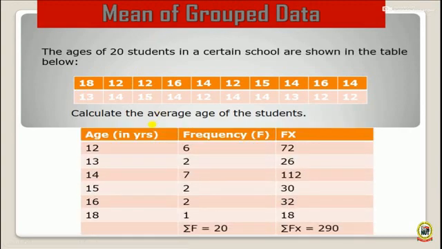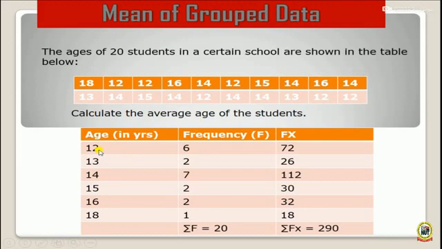Solution: you have to prepare your table such that it caters for age, of course, in years, your frequency, and then your fx. F here is your frequency, then the age is your x. So fx simply means you multiply whatsoever thing you have in this column by what you have in this column, and that is your fx. So remember, I said the least in the class is 12, and the oldest in the class is 18. So we have 12 years, 13 years, 14, 15, 16, and 18 years.